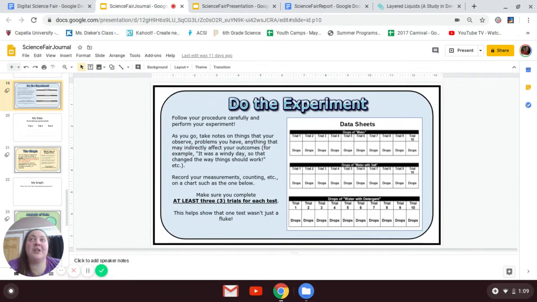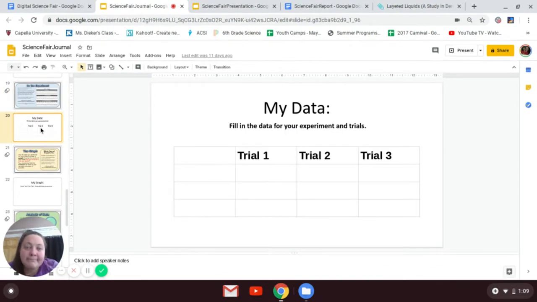Maybe if I'm doing my project, I actually have to create 3 different little density towers. Yikes. To make sure that I get accurate results about which layer of my liquid is actually in the correct order and that the densities are correct. All right, so you're going to think about that, and then you're going to want to start thinking about your data chart. All right, so I put a little chart in here for you, and you might have to edit it. Okay, but I put trial 1, 2, and 3, so you can think about your experiments.